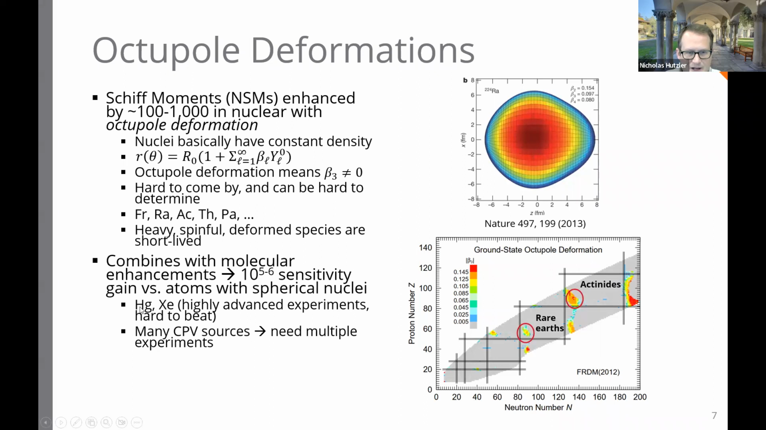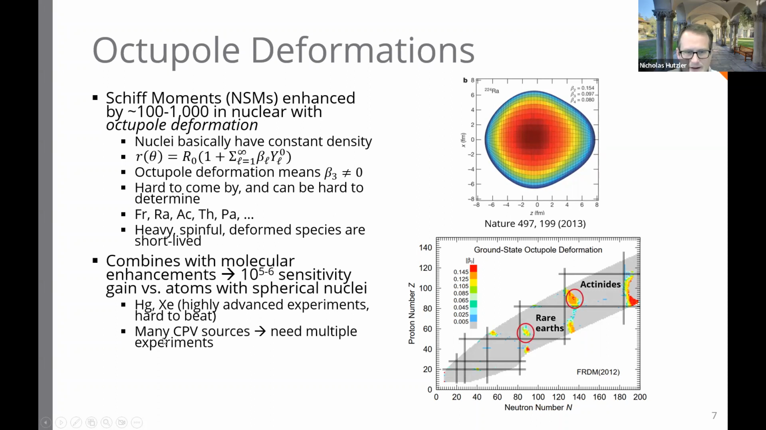However, on the other hand, mercury or xenon, because they're atoms and because they're not radioactive, you can use very highly advanced, sophisticated experimental methods. So these experiments are exquisitely sensitive, and they're very hard to beat, even with these gigantic enhancements. It'll still be hard to overcome the atomic spherical nuclei experiments.